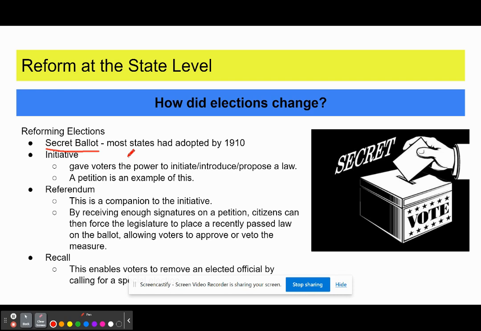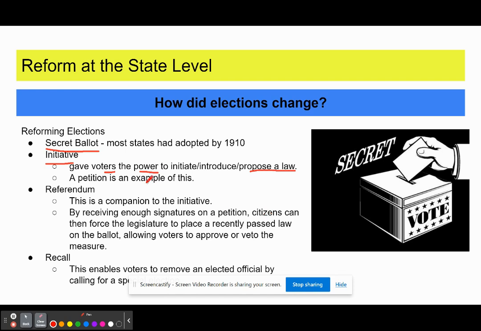But we do this just in our daily practice too, just so that people vote for who they want to vote for or what they want to vote for instead of being influenced by it. Another way in which elections had changed was this idea of initiative. So it gave voters the power to propose a law. You can say initiate, introduce, or propose a law. A petition is an example of this.